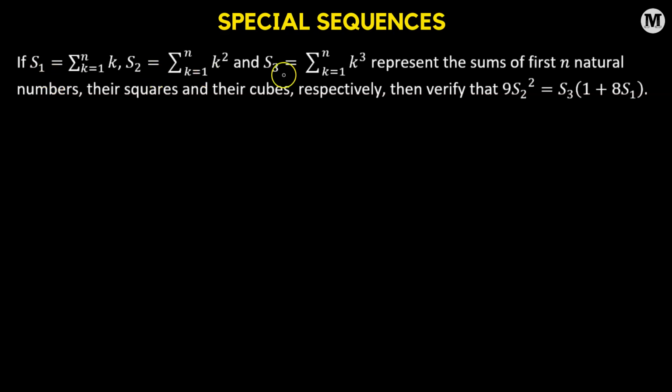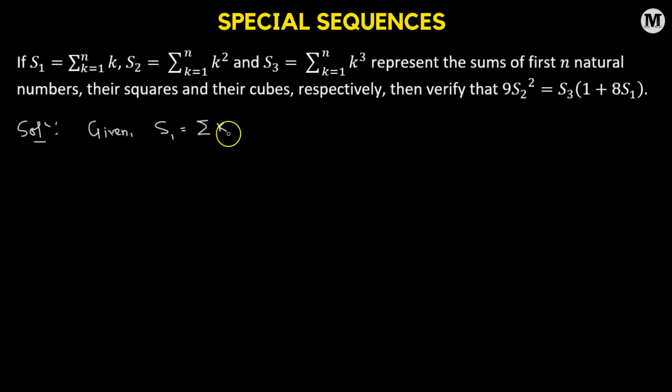If S1, S2 and S3 represent the sums of first n natural numbers, their squares and their cubes respectively, then verify that 9 times S2 squared equals S3 times 1 plus 8S1. Okay, let us begin.